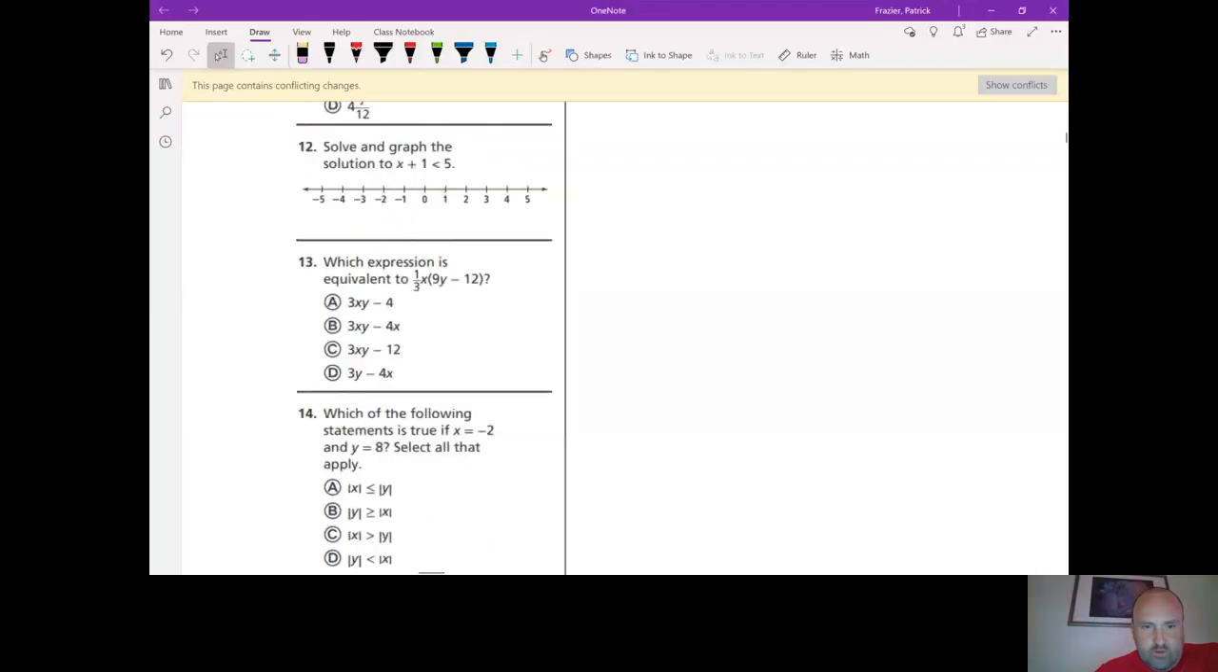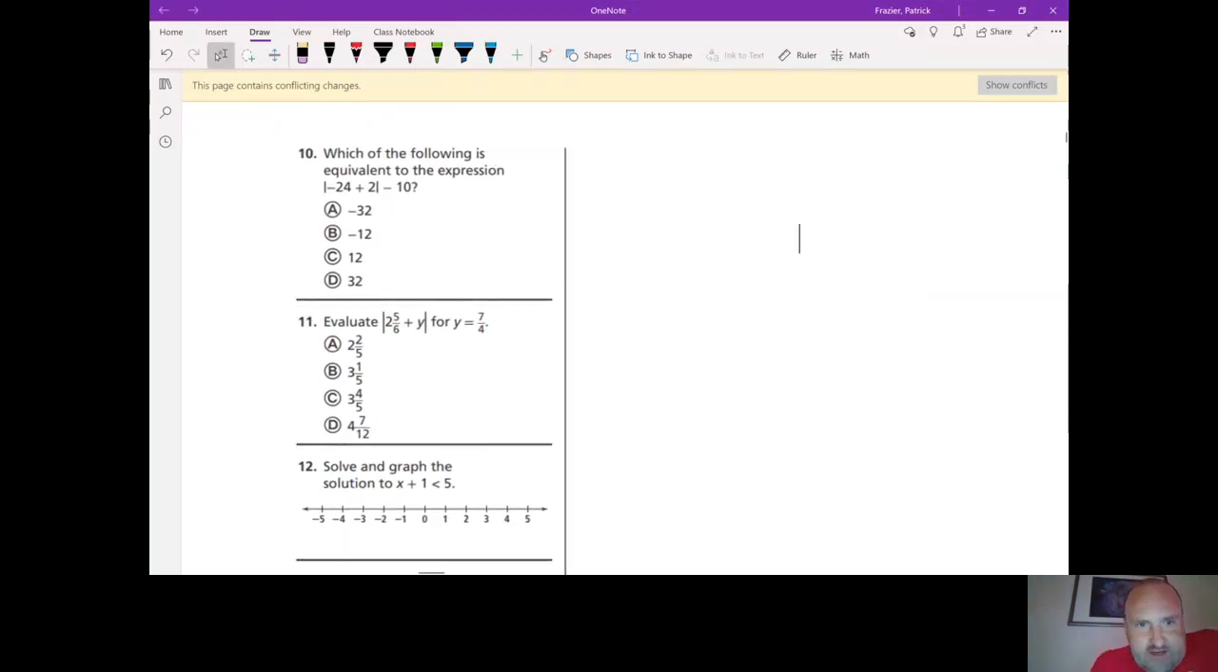Okay, Algebra 1 students, let's get started on some problems on the second page, precisely problems 10 through 14.